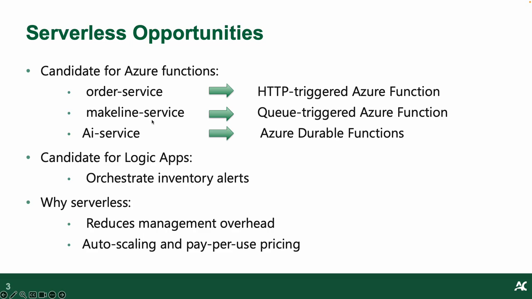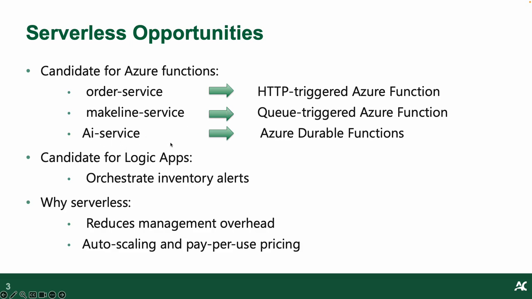The same goes for the makeline service. This would be converted into a queue-triggered Azure function, meaning that it would be consuming the orders from the queue, whether it's Azure Service Bus or Azure Storage queue. It would be triggered by the messages from the queue, and then it would process the orders and store them to a persistent storage like MongoDB or Cosmos DB.